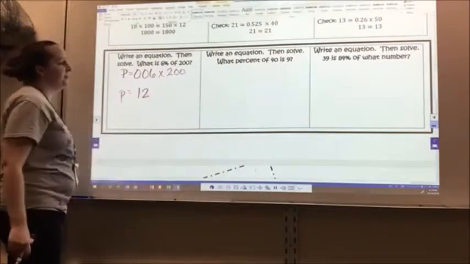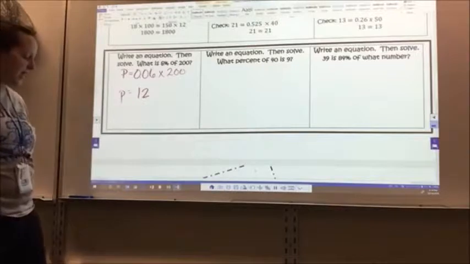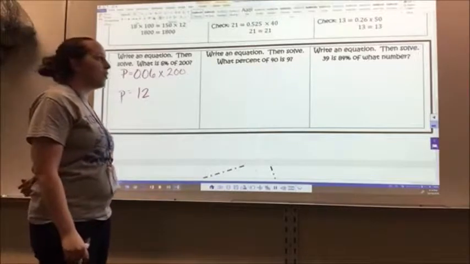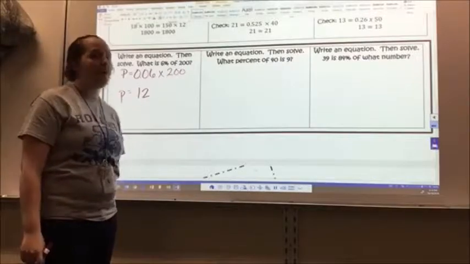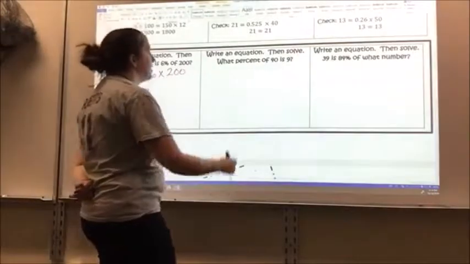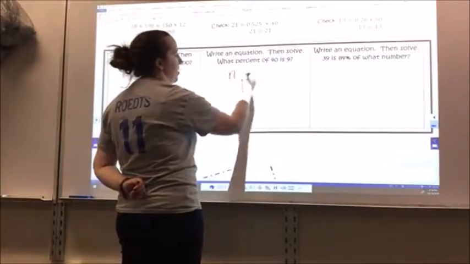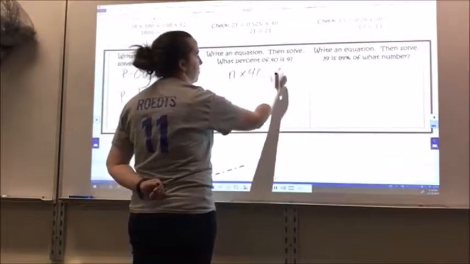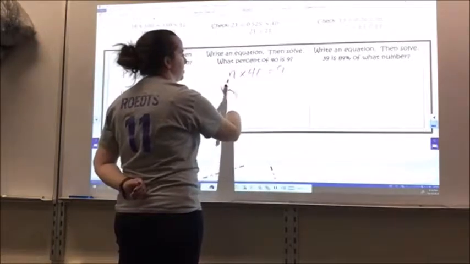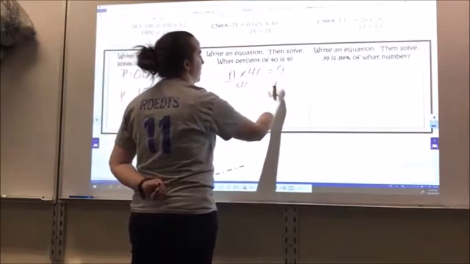The next one I have says write an equation, then solve. What percent of 40 is 9? So I'm looking for a percent here. So percent of means multiply, 40 is means equals 9. I divide both sides by 40.